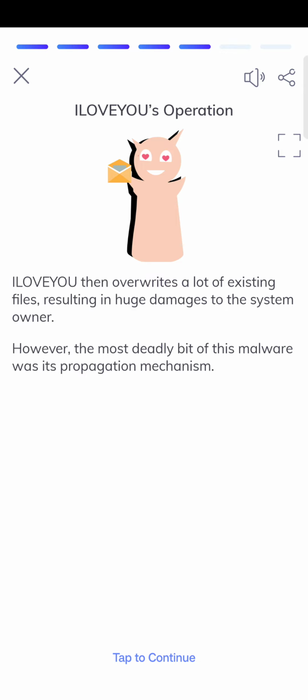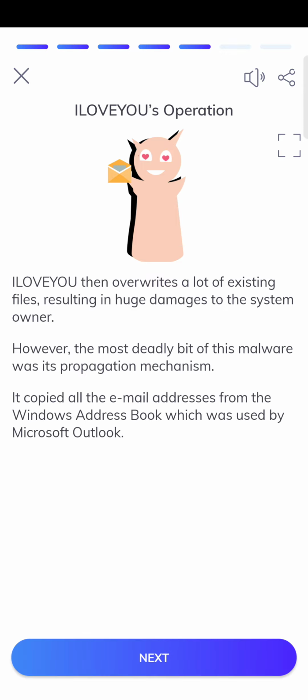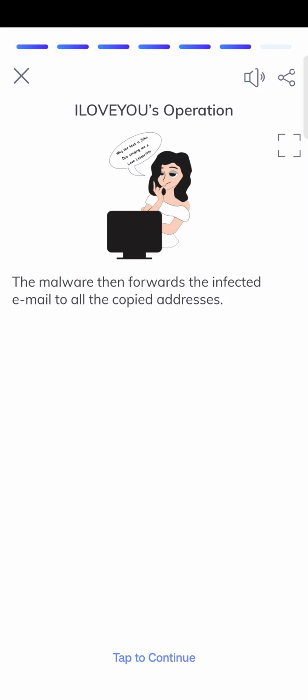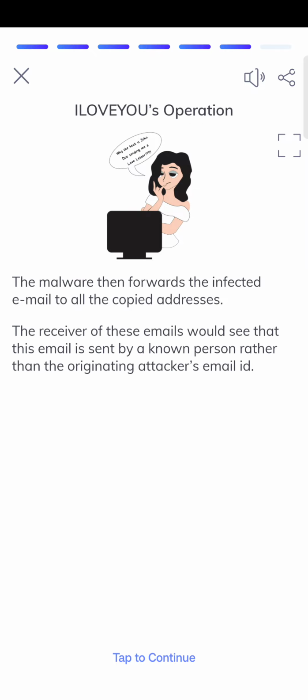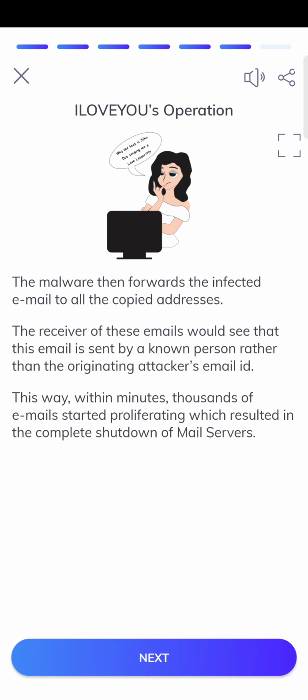However, the most deadly bit of this malware was its propagation mechanism. It copied all the email addresses from the Windows address book which was used by Microsoft. The malware then forwards the infected email to all of them. The receivers of these emails would see that this email is sent by a known person rather than the originating attacker's email. This way, within minutes, thousands of emails started proliferating, which resulted in the complete shutdown of email networks.